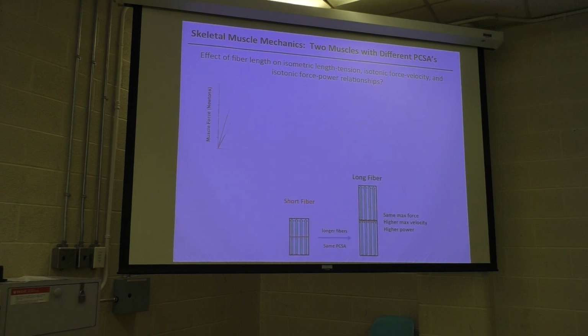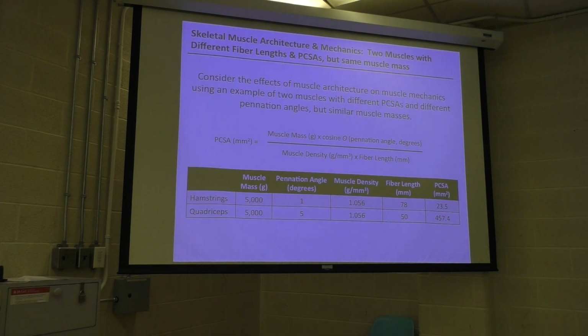Here's my crappy slide. Okay, so this makes sense. It's the same cross-sectional area, but now you just have longer fibers. Any questions? Great.